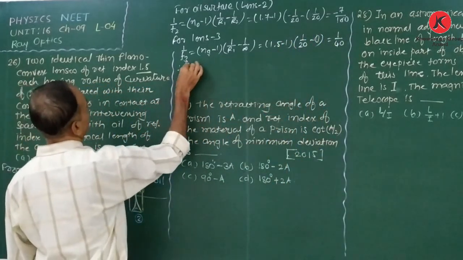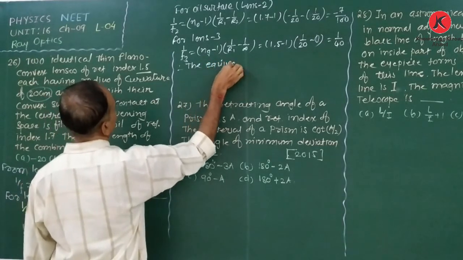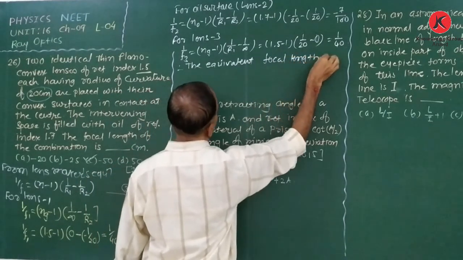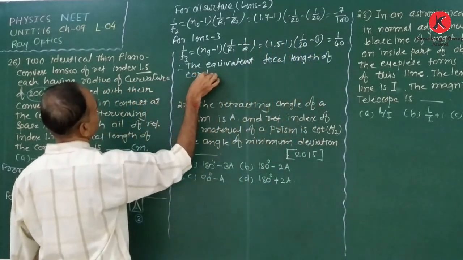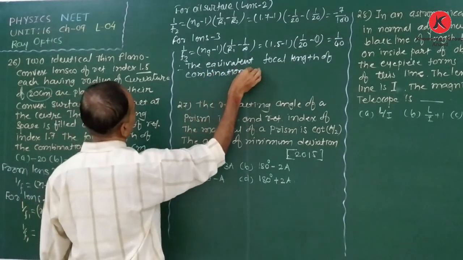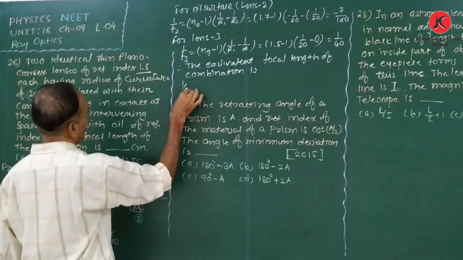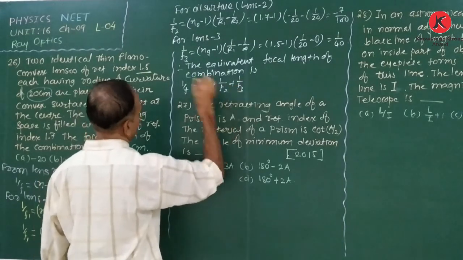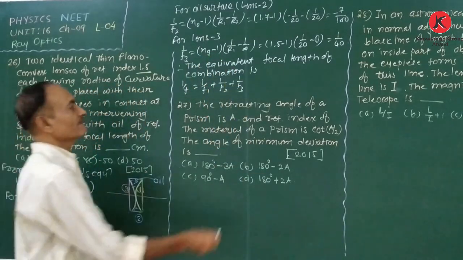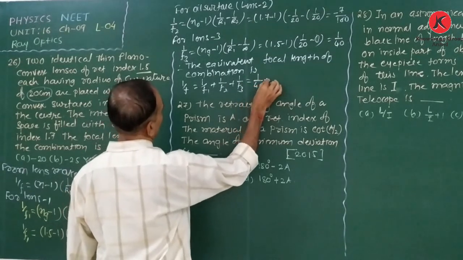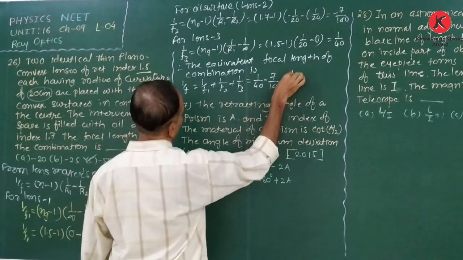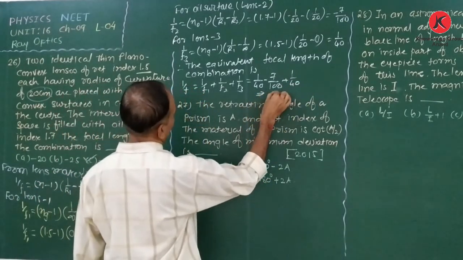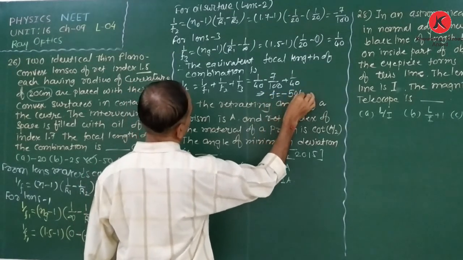Therefore, the equivalent focal length of the combination is 1/f = 1/f1 + 1/f2 + 1/f3. If we substitute the values, 1/40 minus 7/100 plus 1/40, the answer is minus 1/50. Therefore, f is equal to minus 50 centimeters.